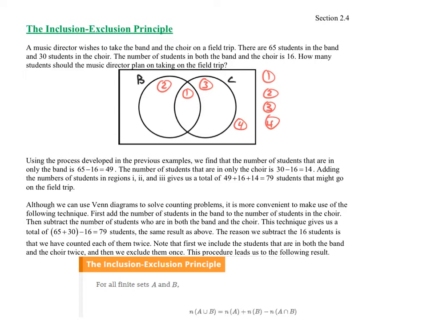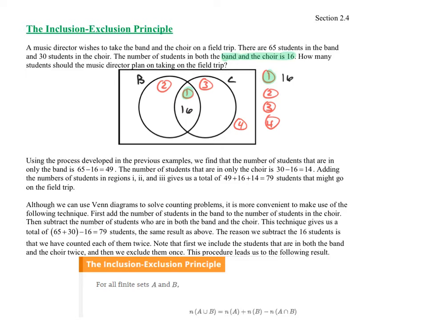If we read it, I'll use some highlighting here. We know the number in band and choir, which is region 1, has to be 16. That's given to us, right? One second, let me get my pen. So that's 16.